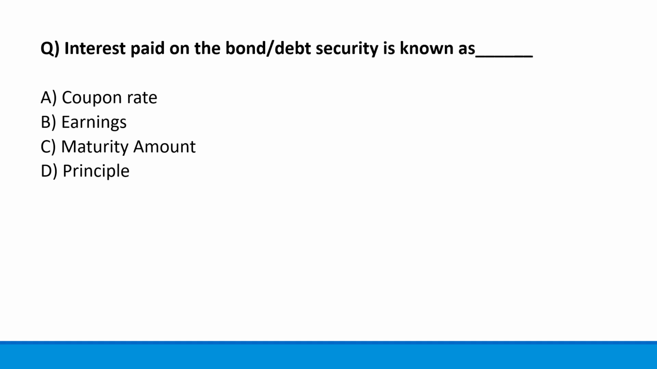Interest paid on the bond or debt security is known as option A, coupon rate, option B, earnings, option C, maturity amount, and option D, principal amount. The correct answer is option A, coupon rate.